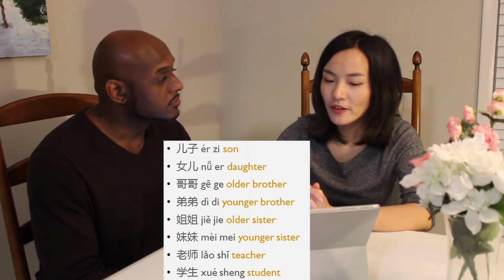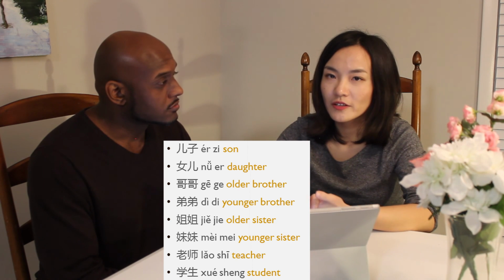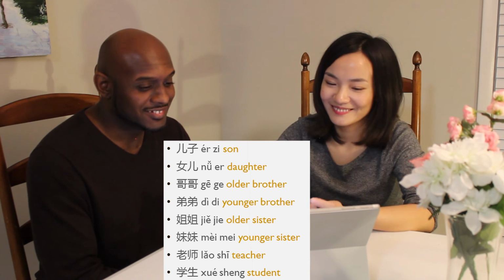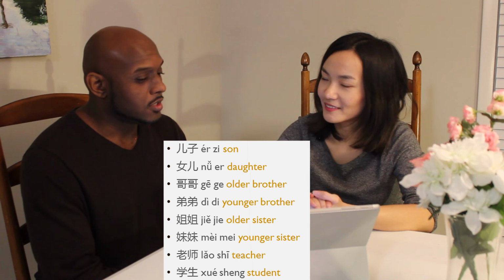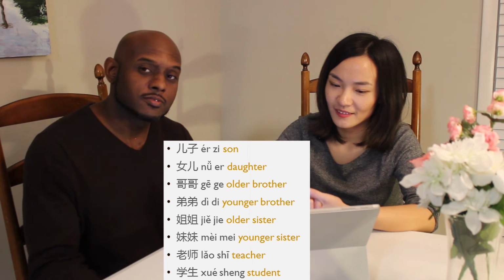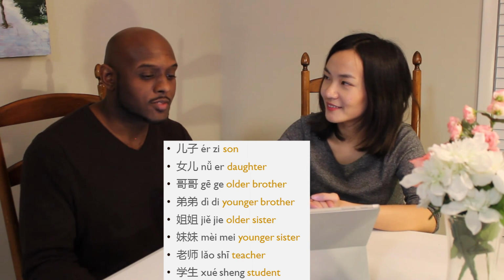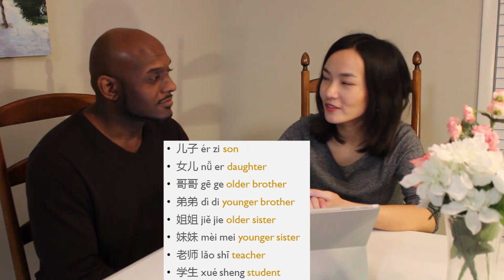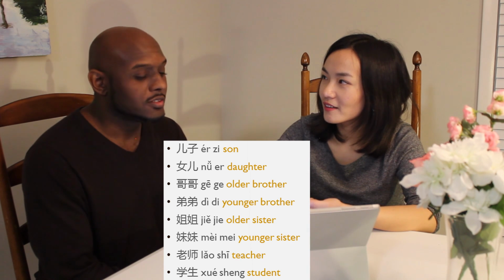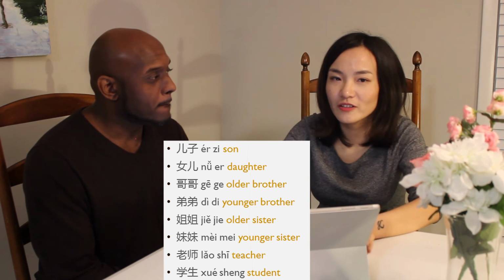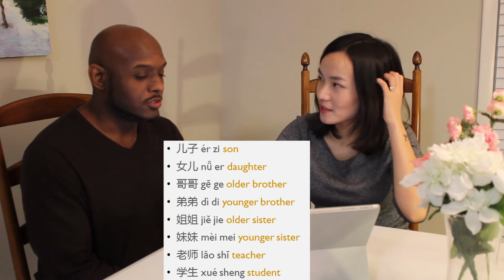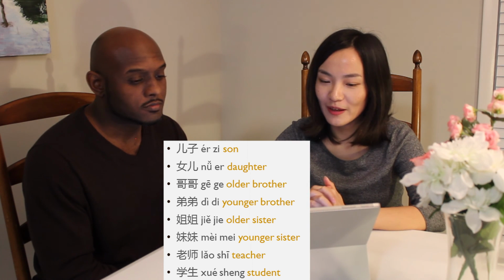So for older brother you say 哥哥 and for younger brother you say 弟弟. Which one do you want me to say? 哥哥, older brother. Younger brother, 弟弟. That's pretty easy. 哥哥, 弟弟. In English, it's all just brothers. We don't say "elder brother," we usually just say my older brother, or you just have a word for that. Yes, it makes sense to put another word in front of brother to know if he is older or younger than you. So for younger brother, it's 弟弟.